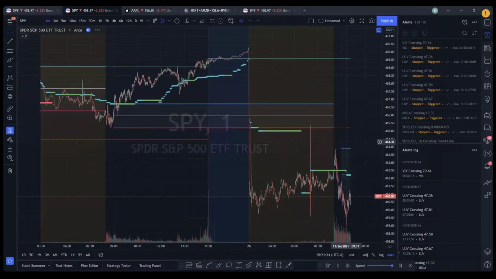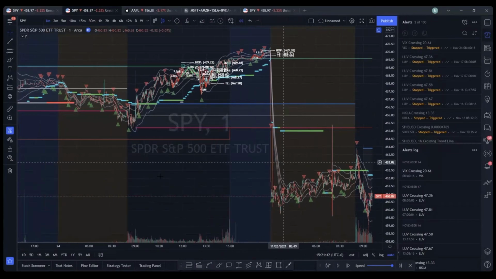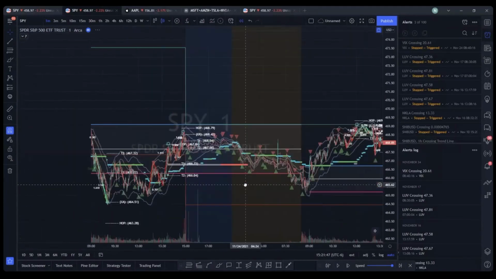I don't know what's going on, my charting mode's all screwy. So we can see, where'd it go? You'll have to excuse me. I'm on my cruddy computer.